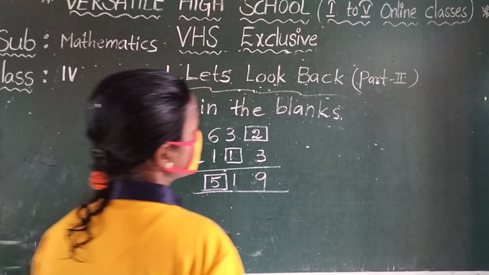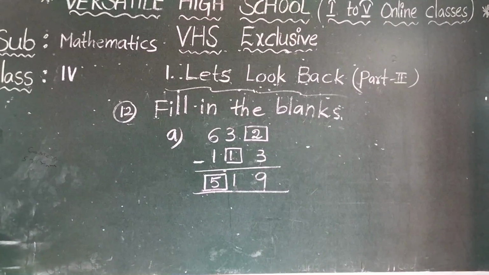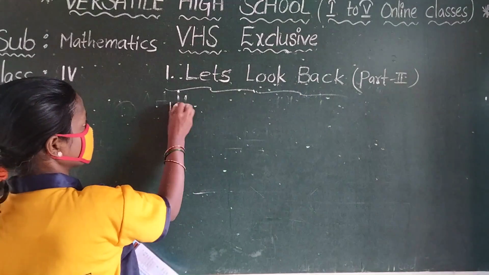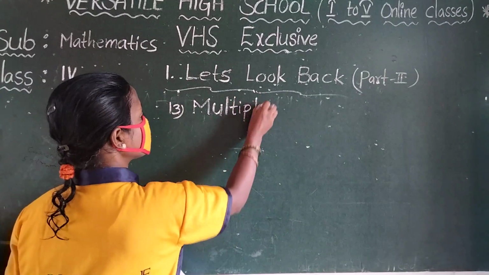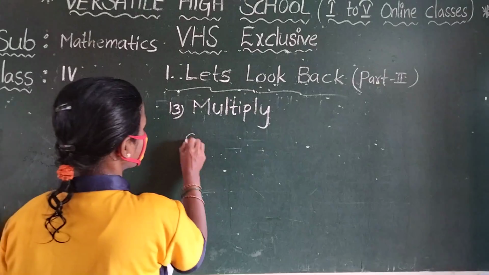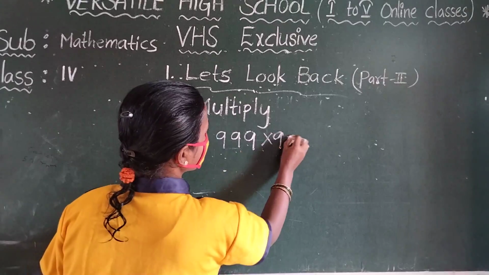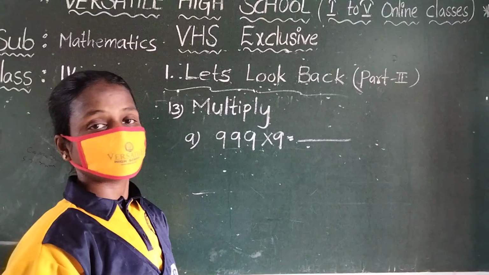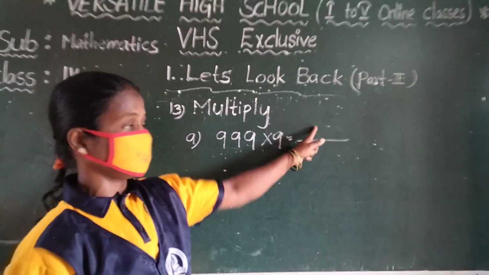Now we are going to the 13th bit. Note it, children. Now the 13th bit. What is the 13th bit? Multiply. Multiply means multiplication. So what is the number here? 9,999 into 9 is equal to dash. Don't do it directly in your textbook. First take your CW notes and do it in your notes. After that you write your answer.